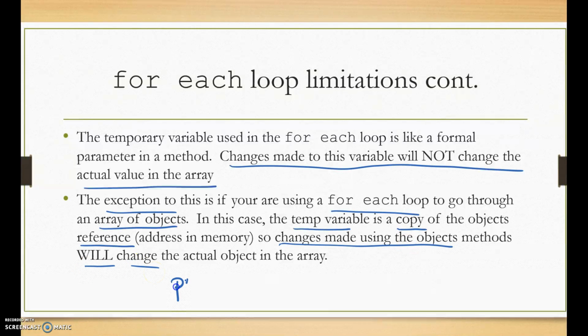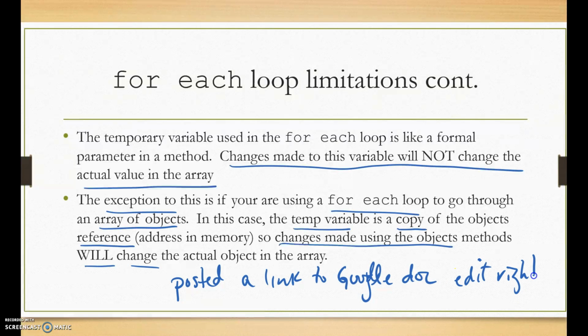This is like the example I gave in class when I said I posted a link to a Google Doc. If I post a link and I allow you edit rights, it doesn't matter how many times I copy and paste the link. Everybody who has it has edit rights. And that's like what's going on here. Even though this temporary variable is a copy, this copy is the actual address in memory, the actual editable link. And so that for each loop would be allowed to make changes.